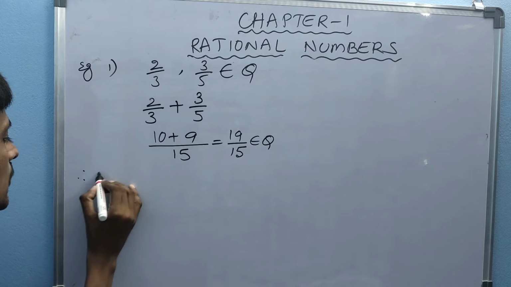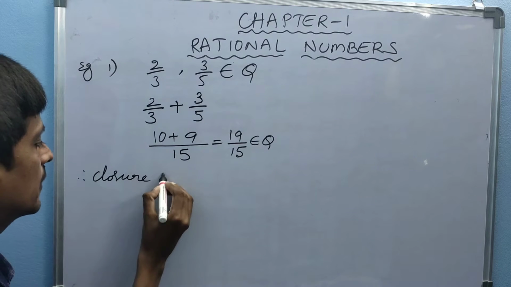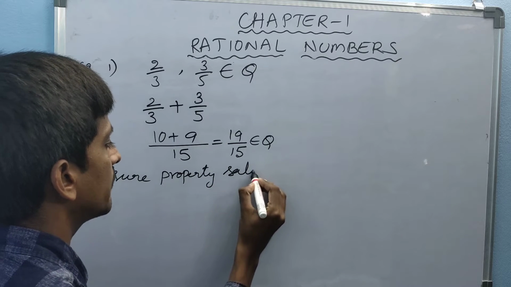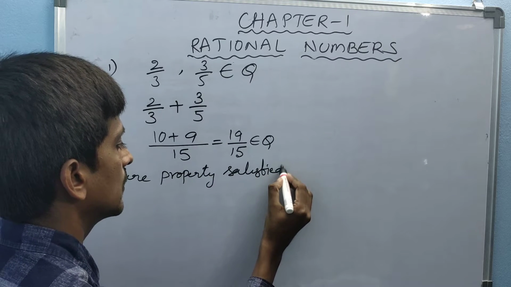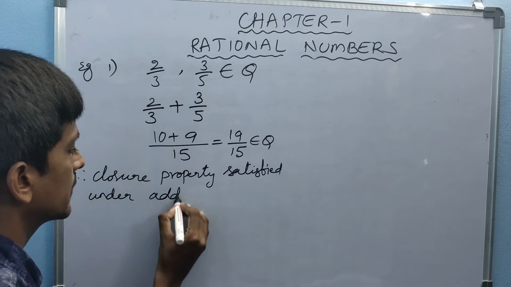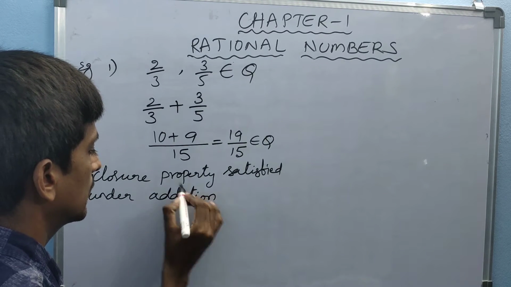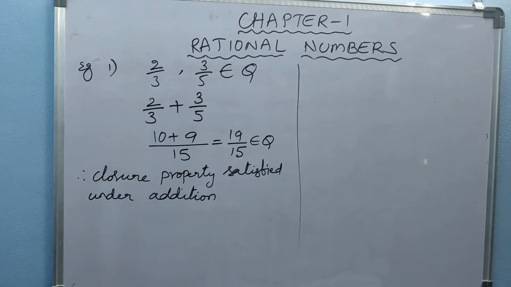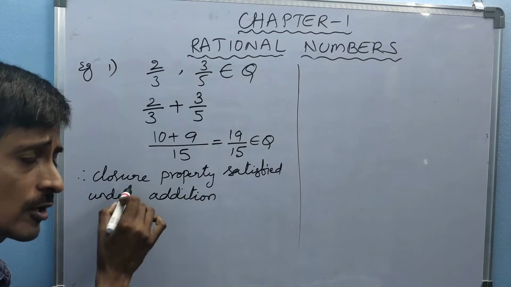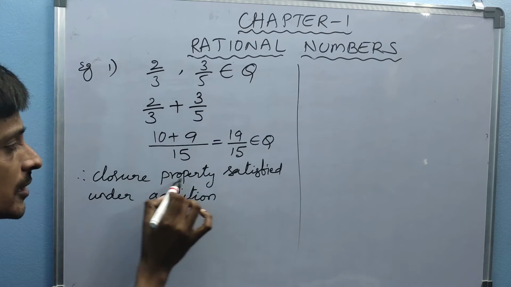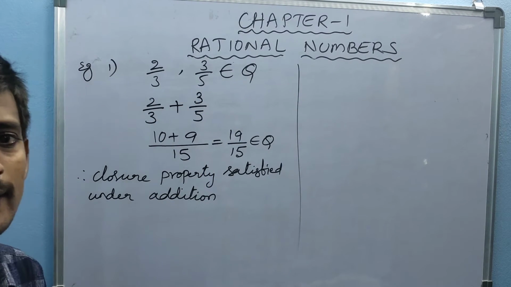Therefore, the closure property is satisfied under addition. Two numbers are taken, and adding the two numbers gives a rational number. That property is the closure property. So here, with the two numbers being added, the closure property is satisfied under addition.